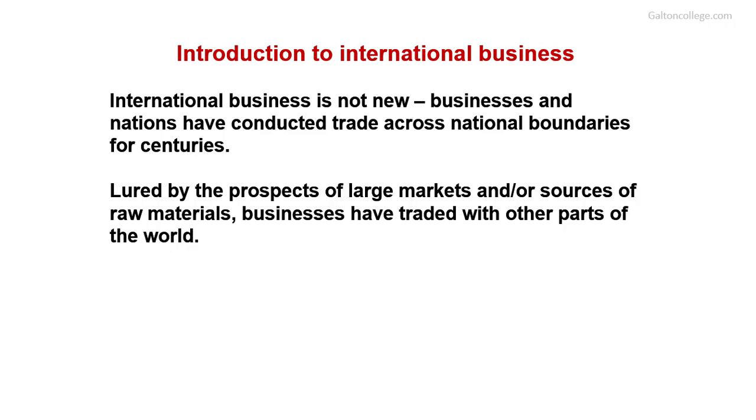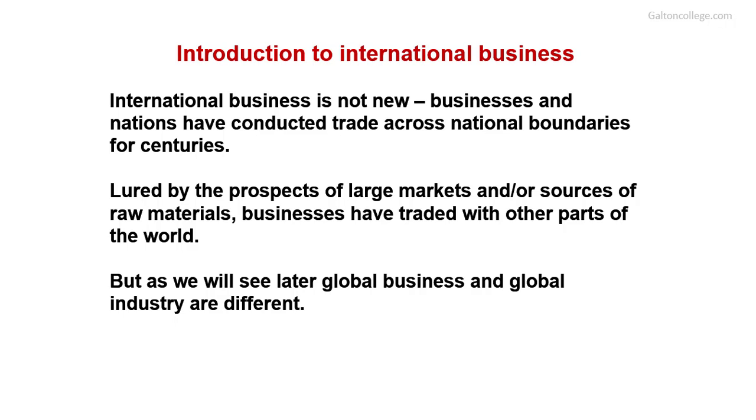So we sent out merchants one way carrying products that were made domestically, and they would come back with products that were made elsewhere, but that we would find difficult to make. So that was the simple nature of trade. As we'll see later, global business and global industry are different, but we'll talk about that as we go through the class.